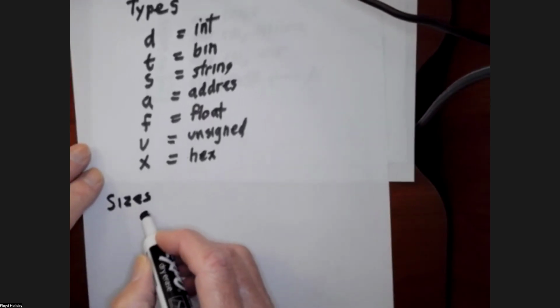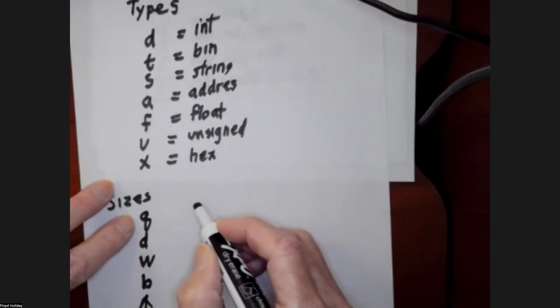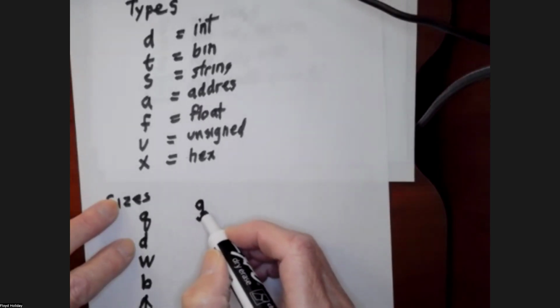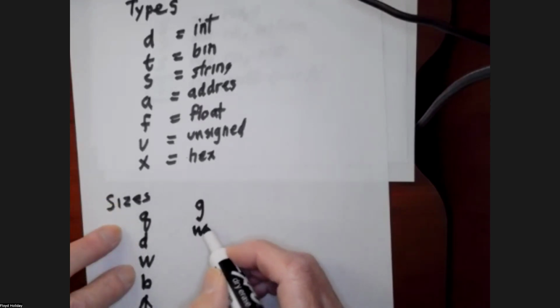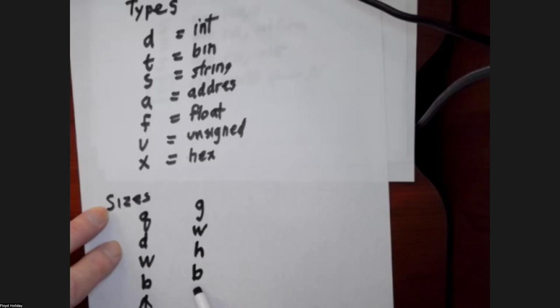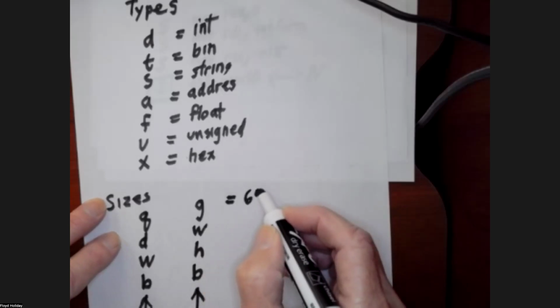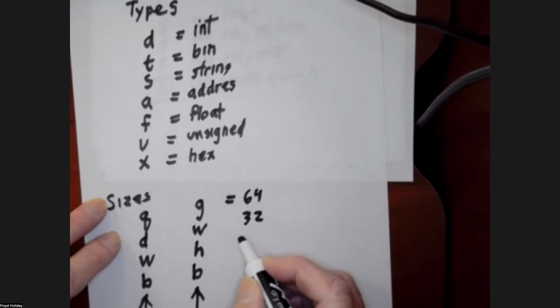What we know are quad words, double words, words, and bytes. That's assembly. GDB is known as G, W, H, and B. This is GDB. And you know, this is 64, and this is 32, and this is 16, and this is 8 bits.